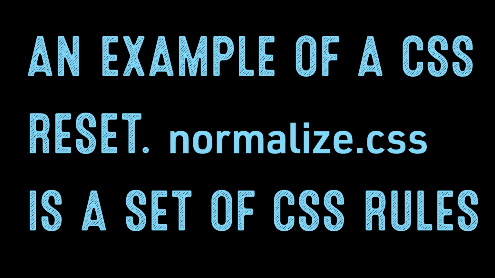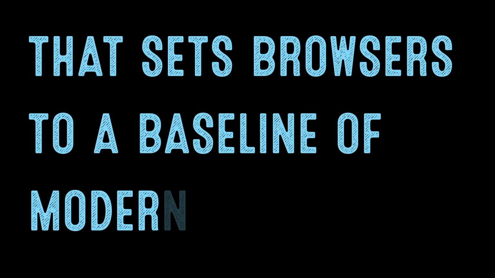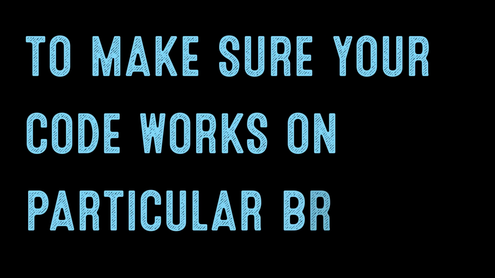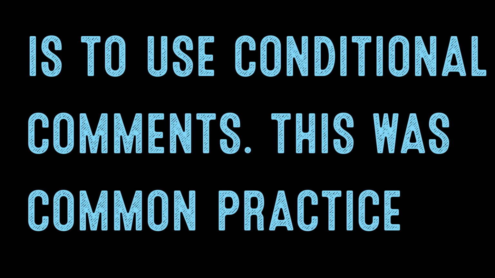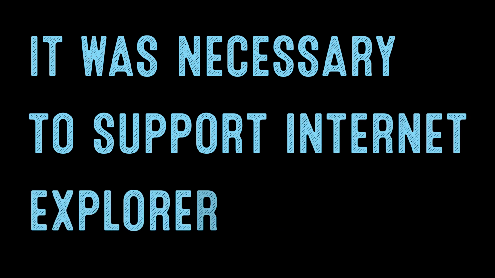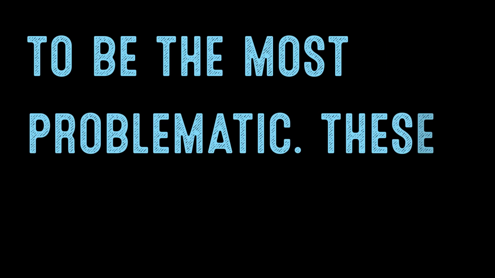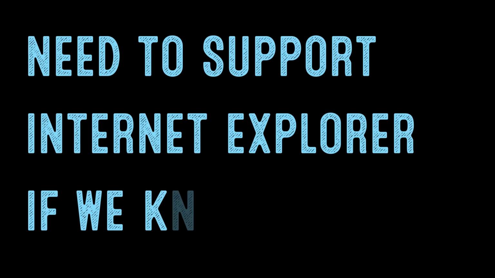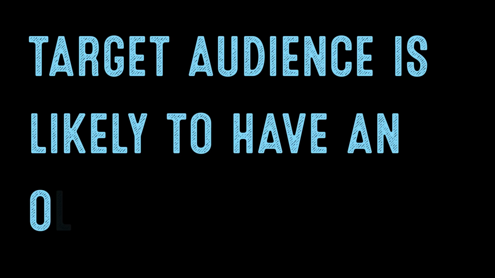Normalize.css is a set of CSS rules that sets browsers to a baseline of modern standards and is open source code on GitHub. Another way to make sure your code works on particular browsers is to use conditional comments. This was a common practice when it was necessary to support Internet Explorer, which tended to be the most problematic. These days, we would only need to support Internet Explorer if we knew our target audience is likely to have an older system using this browser.